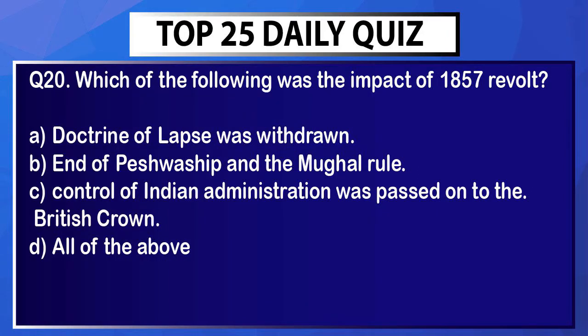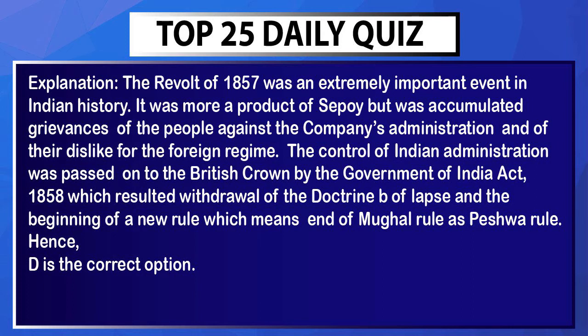All of the above. Explanation: the revolt of 1857 was an extremely important event in Indian history. It was more than a product of sepoy discontent; it was the accumulated grievances of the people against the Company's administration and their dislike for the foreign regime. The control of Indian administration was passed on to the British Crown by the Government of India Act 1858, which resulted in the withdrawal of the Doctrine of Lapse and the beginning of a new rule, which means the end of Mughal rule as well as Peshwa rule. Hence, D is the correct option.